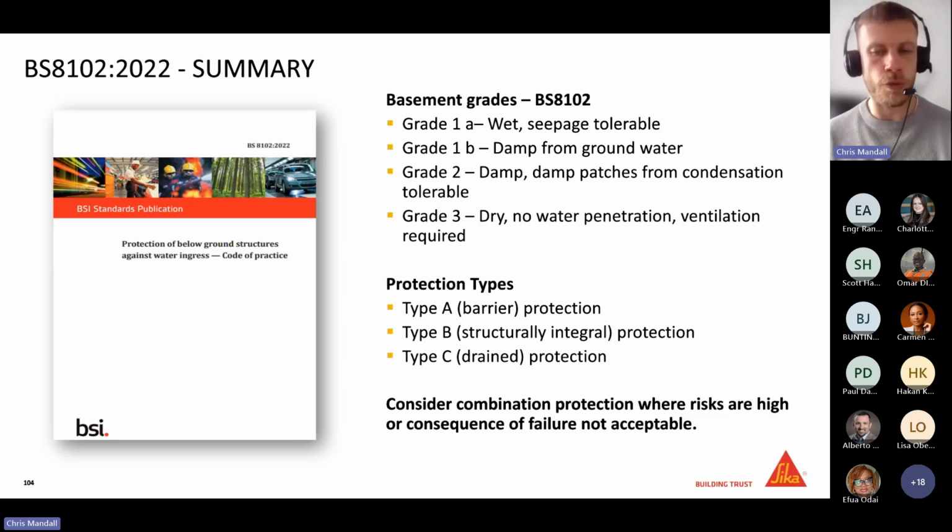And then the protection types, 3 different types of waterproofing systems, whether it's a type A barrier protection being used, type B structurally integral, and type C, or a combination of multiple of those systems. Again, Sika as a business provide all of those solutions, so we can help with any form of waterproofing that is required for that particular scheme.